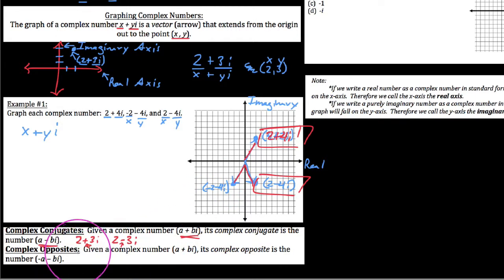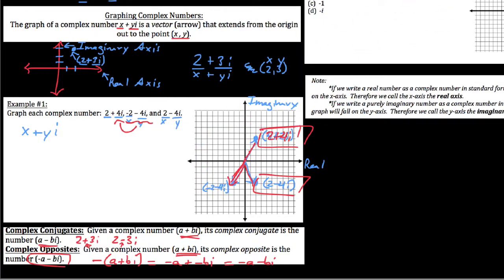And then complex opposites. Now this is a little bit different. Given some number a plus bi, its opposite would be the negative of this number. But see, we're taking a negative of all of this. So if I did negative of a plus bi, that'd be the same thing as negative a plus negative bi, or negative a minus bi, which is what we were talking about when we graphed negative 2 minus 4i. This is actually the opposite of this. And so you see that if it's the opposite, it just reflected over here. We get this vector over here that has the same length, same reference angle, but different quadrant, okay?